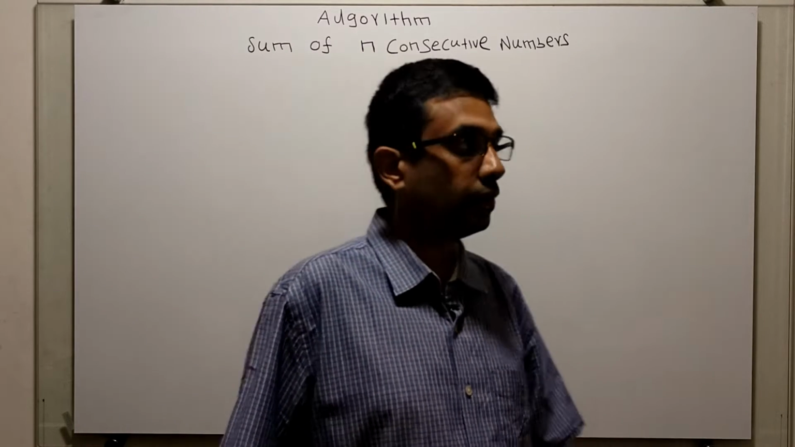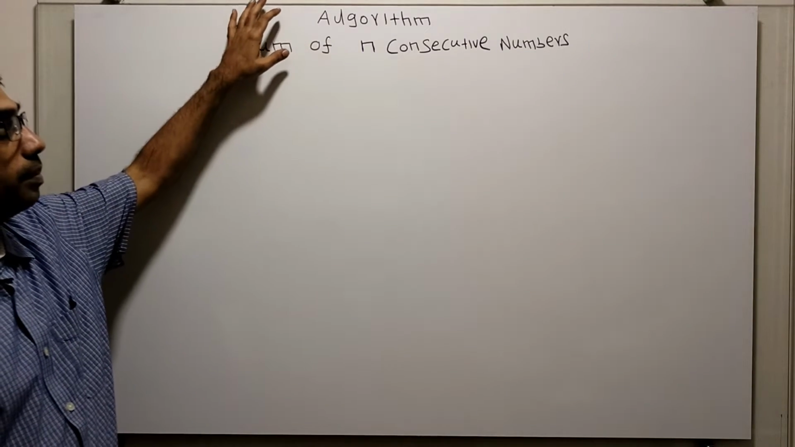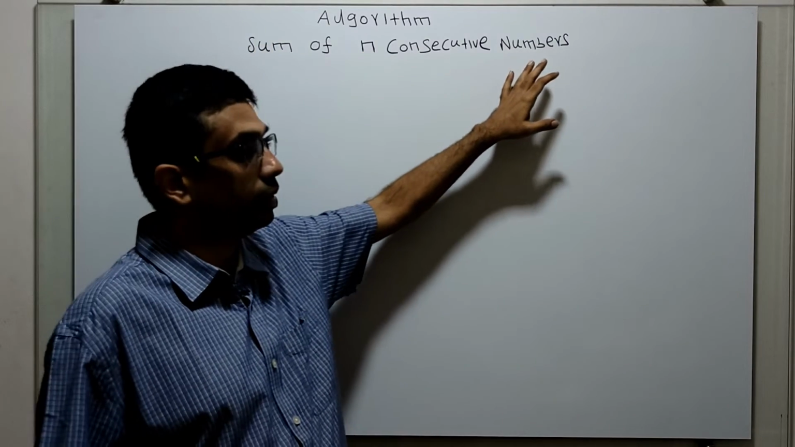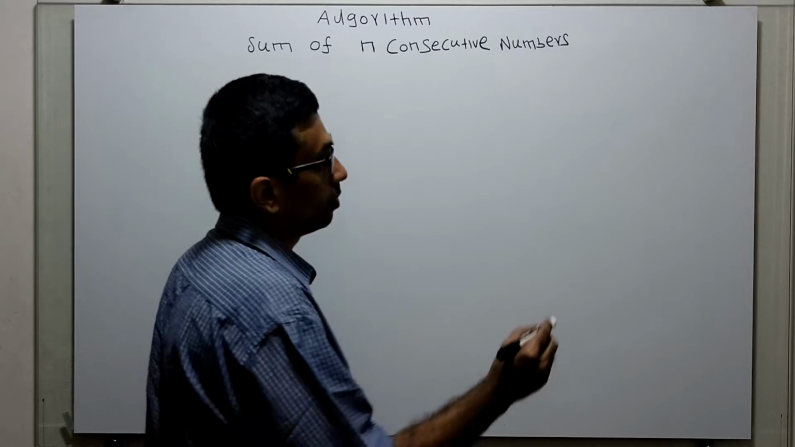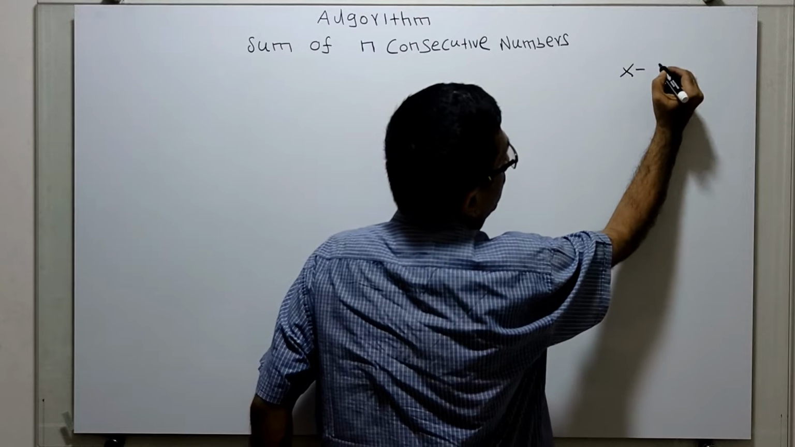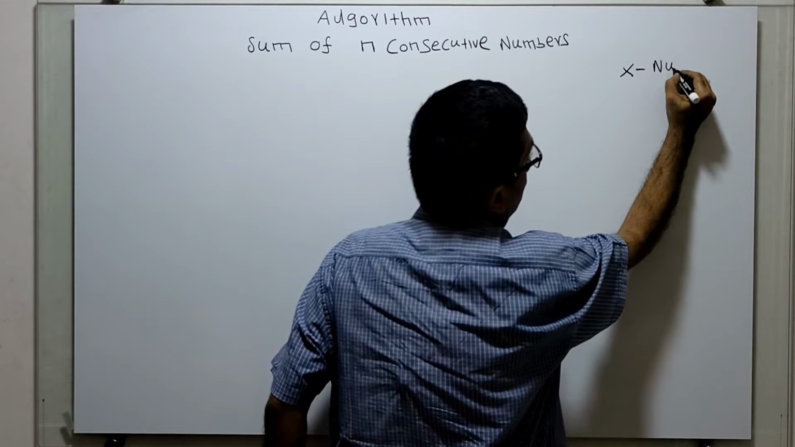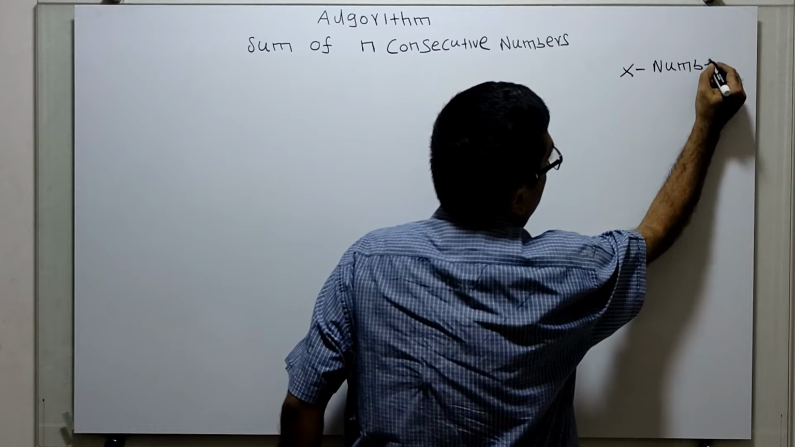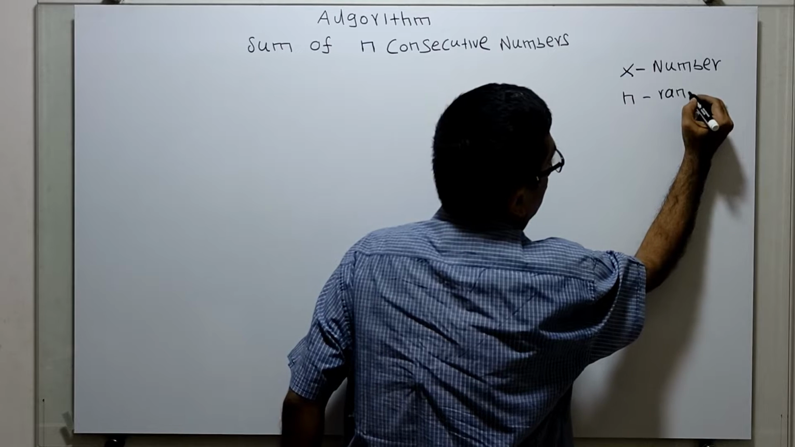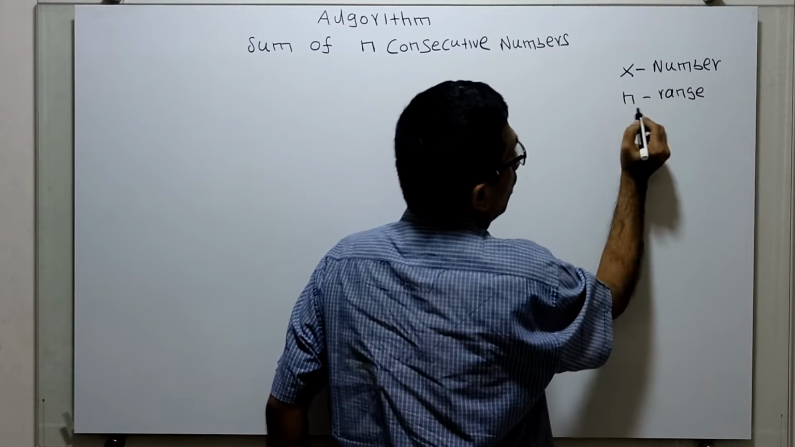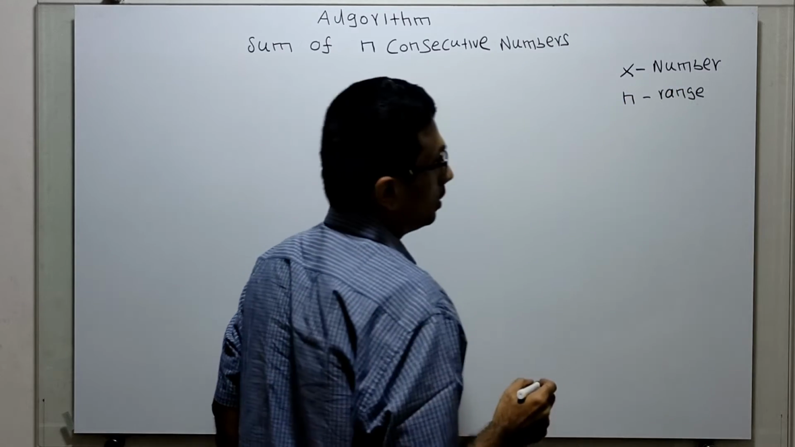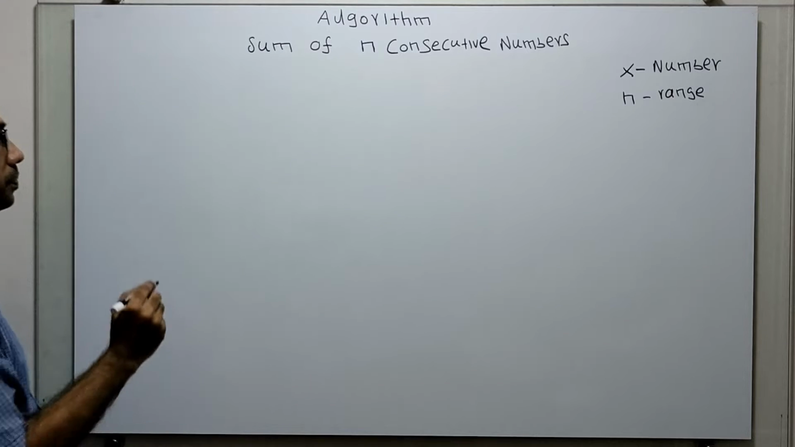Hello friends, we are going to write an algorithm to calculate the sum of n consecutive numbers. So we have to obtain a number x, which is the number, and n is the range. We have to find the n consecutive numbers of x. For this we will write an algorithm.